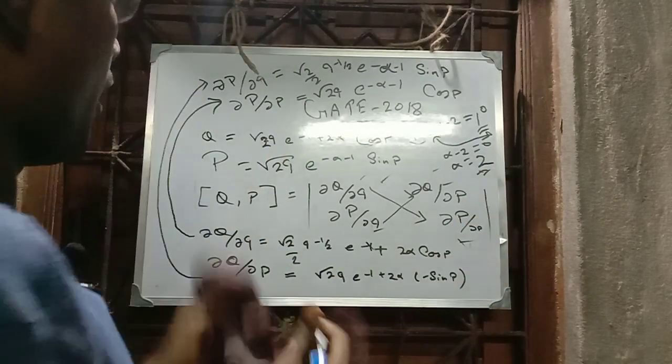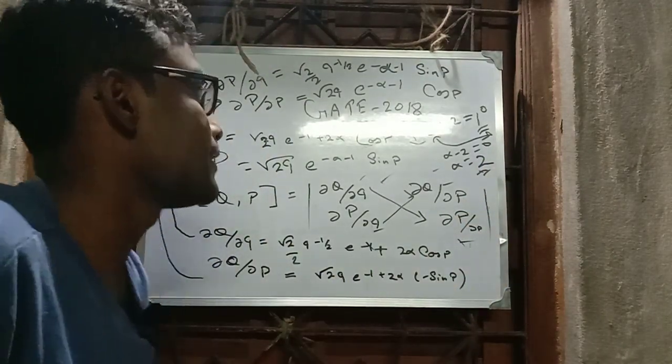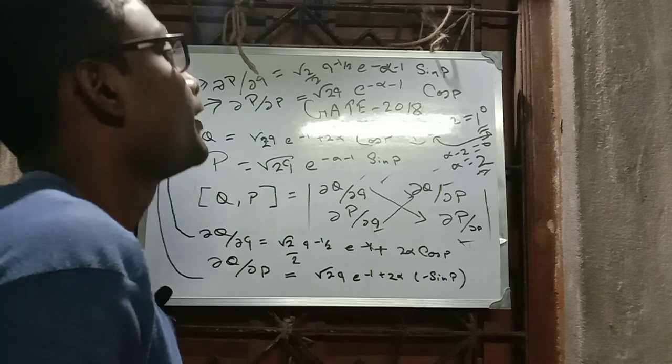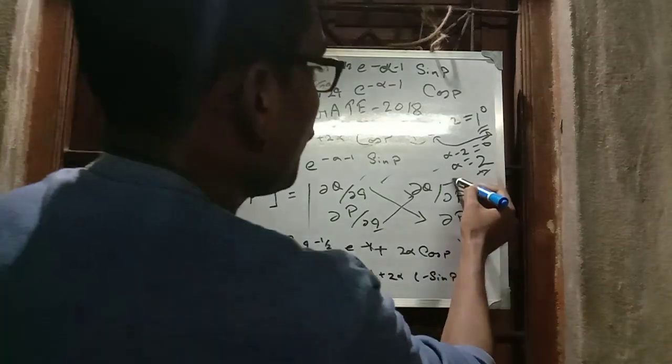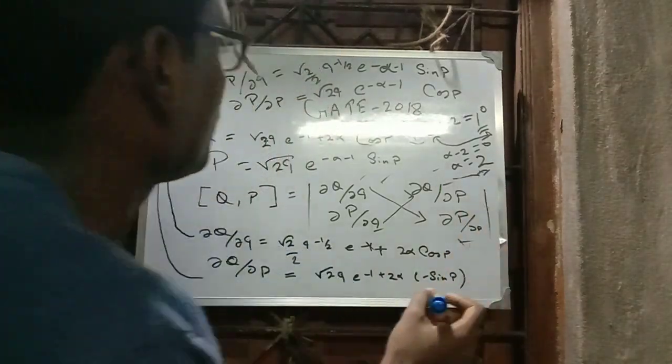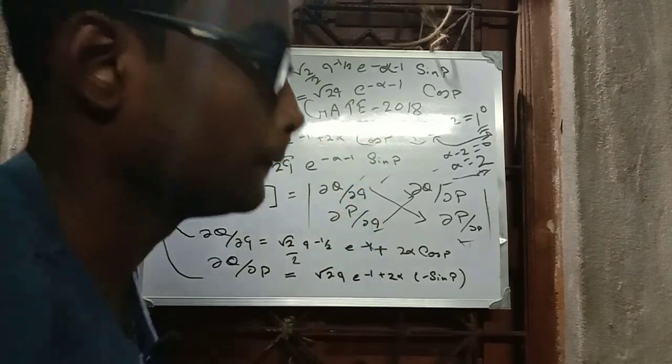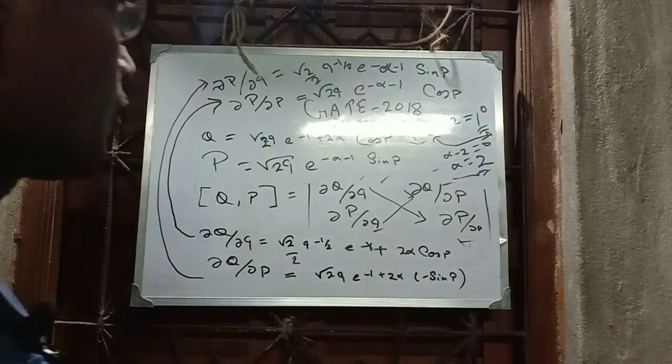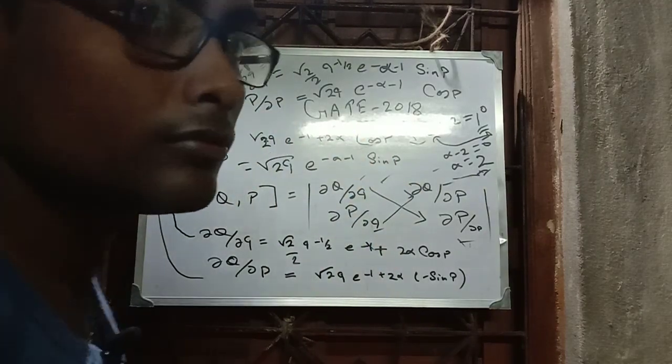Okay, so the answer of the GATE 2018 exam is α equal to 2. For the value α equal to 2, the transformation is said to be canonical. This is the solution of the GATE 2018 question.